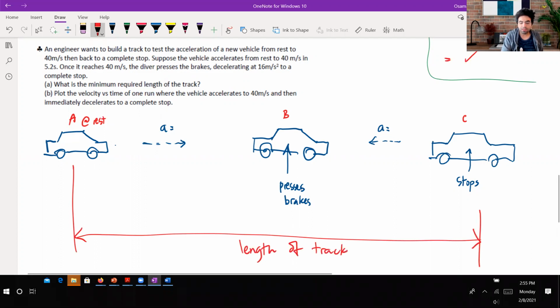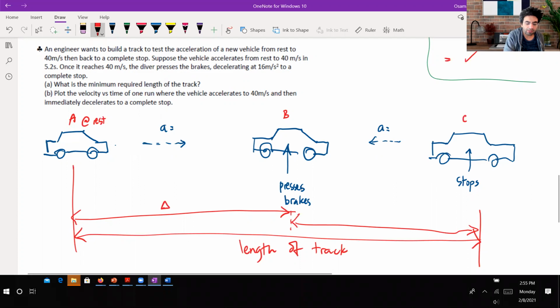Since the problem has multiple segments in which the acceleration changes, I have to break it down into two pieces. This piece here is constant acceleration. This piece is constant acceleration. So I can study two segments here. From A to B, find what the displacement is. From B to C, find what the displacement is. And then the length of the track would be the sum of the two. So that's what we're after.